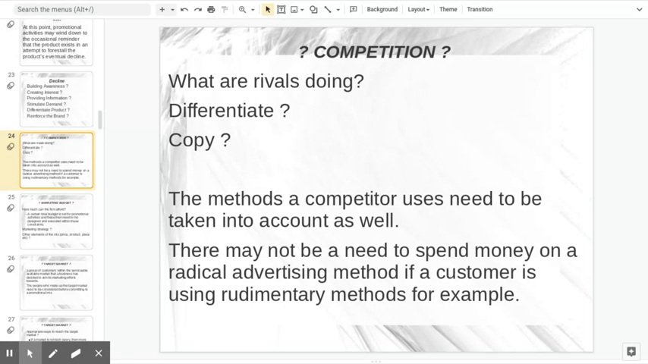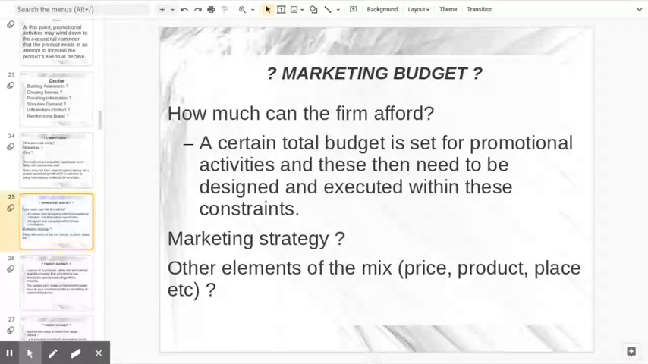And that's what you're looking for with the business: how can we get the most out of our money? Because we have to understand that we have a budget. How much can the firm, the business, afford? Because a certain total budget is set for promotional activities, and these then need to be designed and executed within these constraints. We can't spend money we don't have. We might want to make a great Super Bowl commercial. We might have a great idea, but if we don't have the money for it, it's not going to matter.